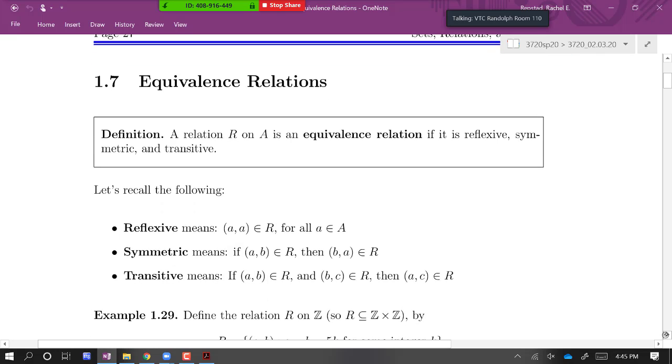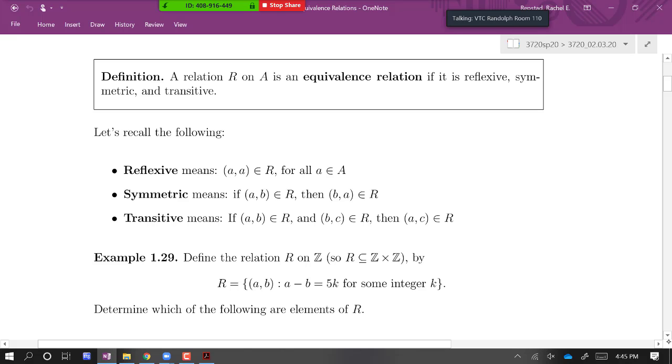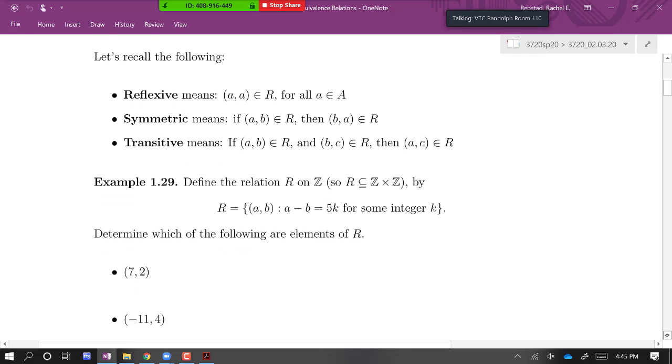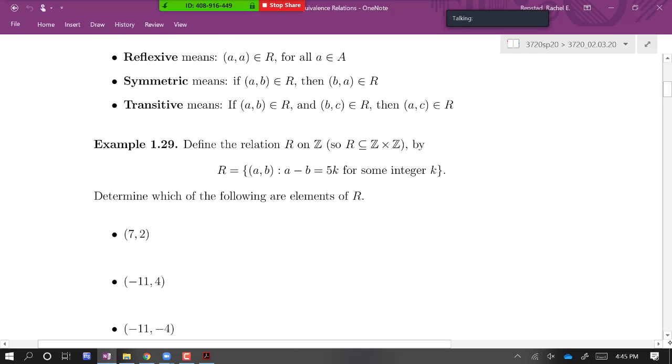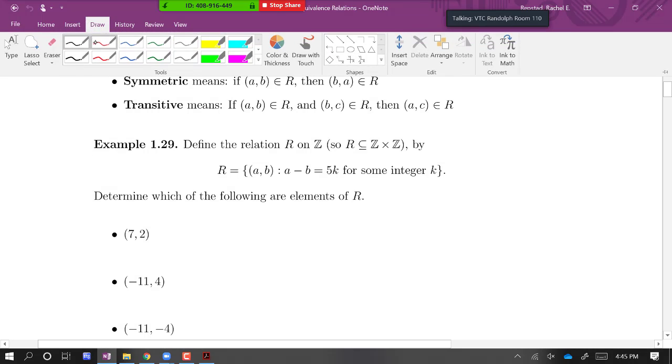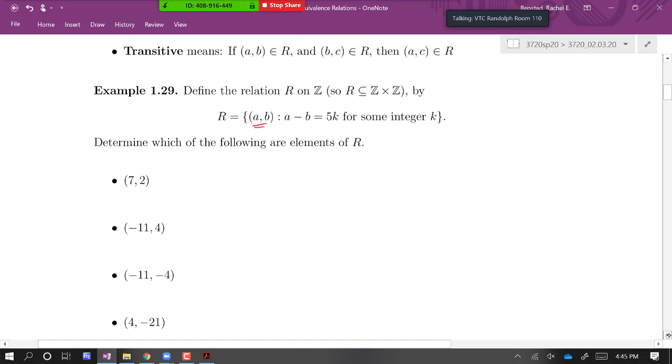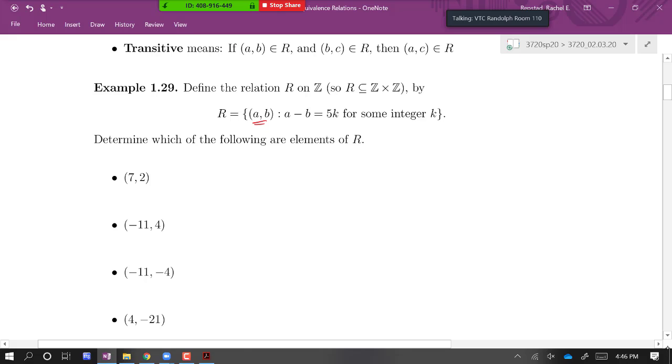So if everything's related to itself, if you have symmetry, and if you have transitivity, then your relation is an equivalence relation. Let's do an example. We're going to define a relation on the integers: two integers, a and b, are related, a is related to b in that order, if a minus b is a multiple of 5. Let's play around with this relation, get a sense for what it means, and test out some ordered pairs.